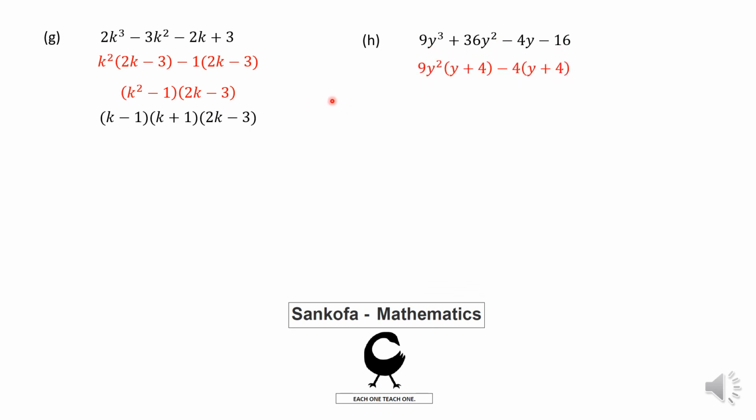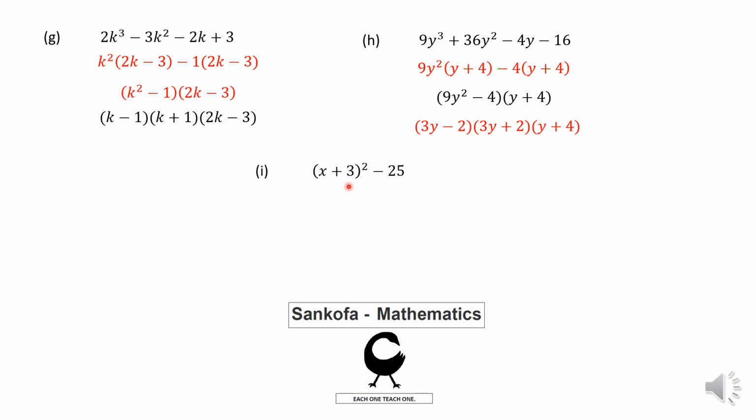Did you figure out 9y squared is common here? And minus 4 is common? Take out a negative, it changes the signs. y plus 4 is common. But 9y squared minus 4, here you can still factorize because 9 is a square number, y squared, and 4 is a square number. 3y minus 2, 3y plus 2, and y plus 4.